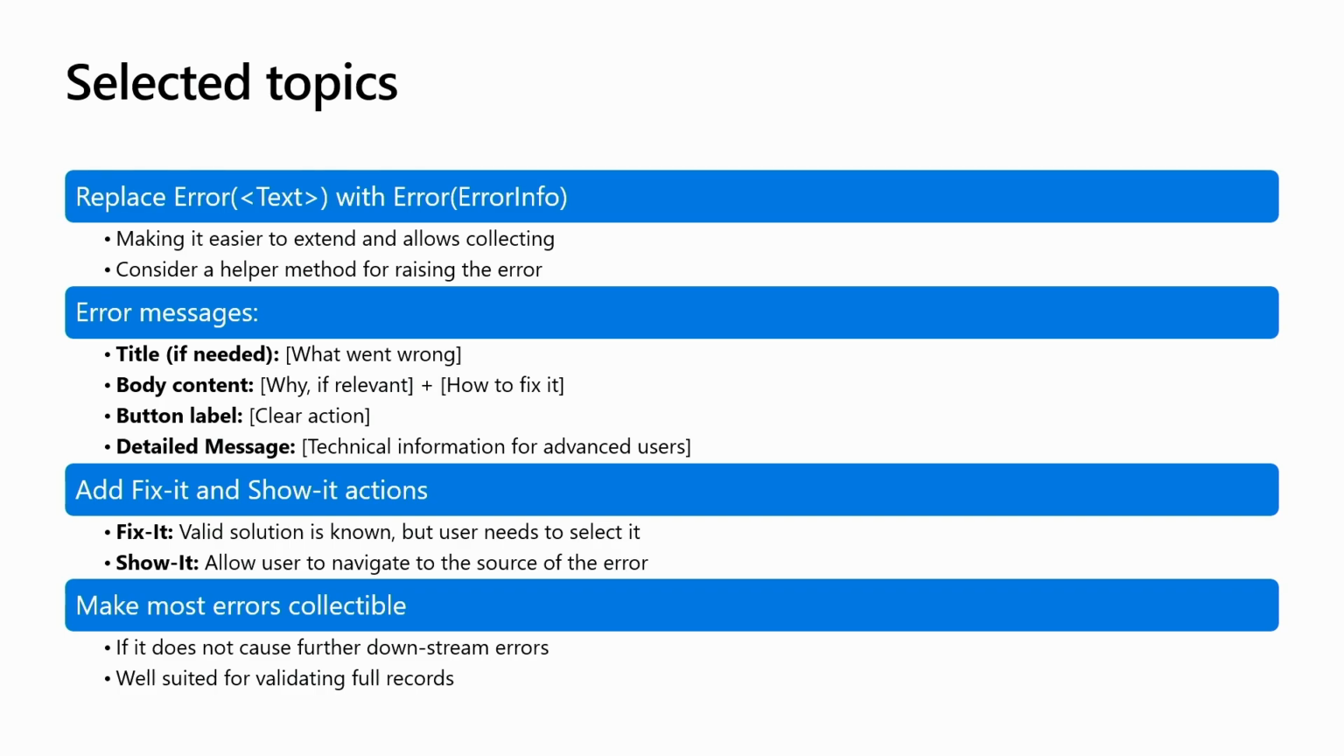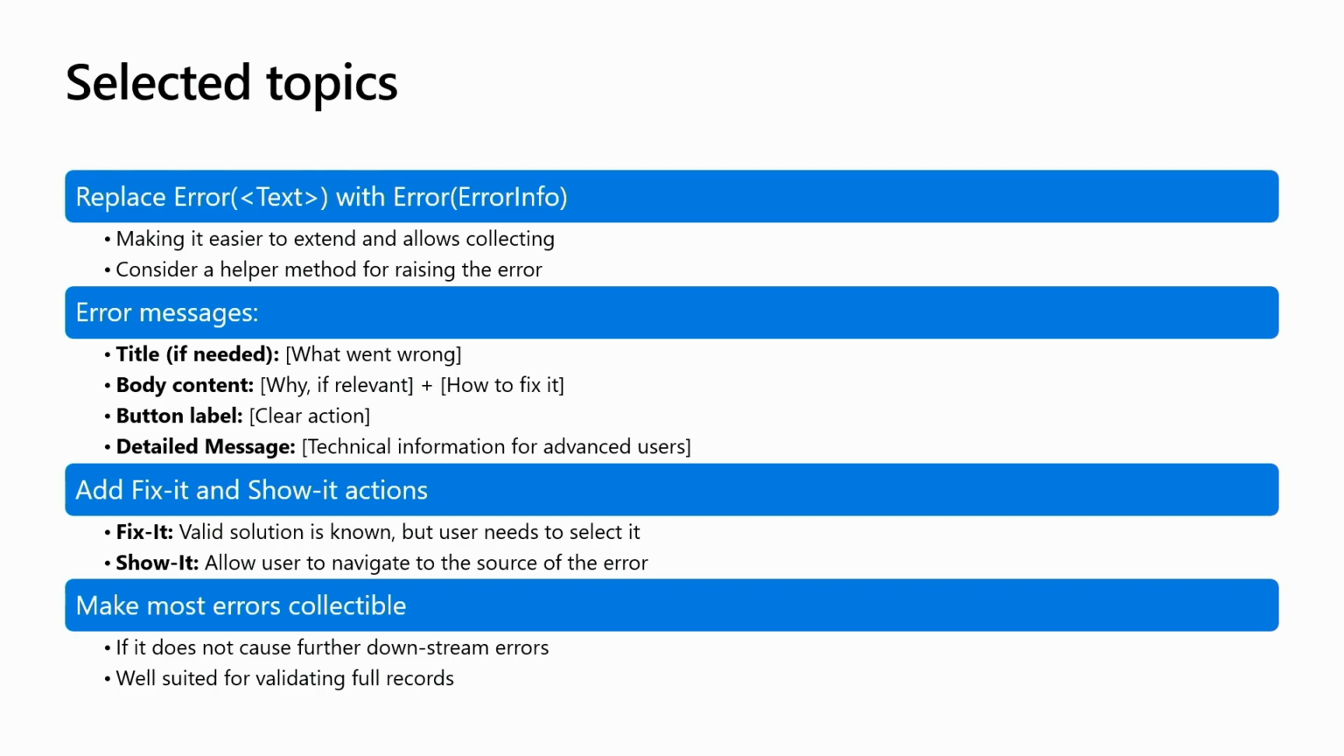Even better, if you can add an action that allows you to fix it, then add an action with a clear description, and use the detailed message for technical information for advanced users that can help them troubleshoot the issue. In the documentation, the navigate and other actions are called fix it and show it actions.